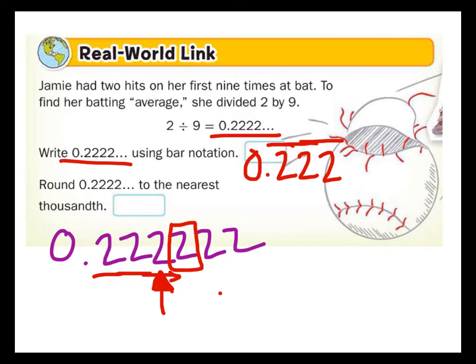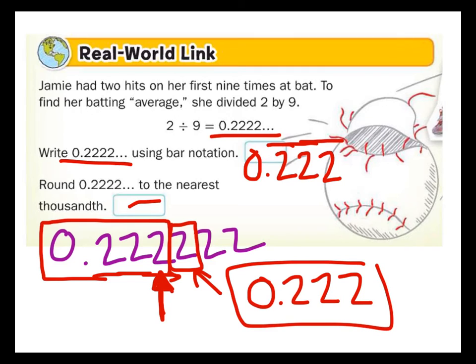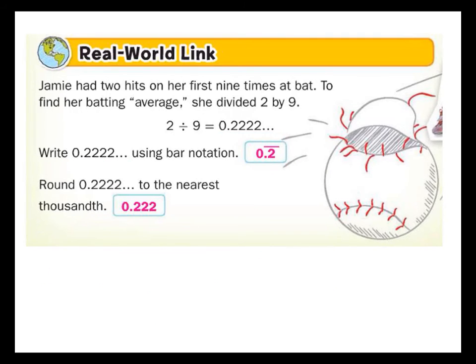So, is this number 5 or bigger? No, it is not. So, do we need to add one to this thousandths spot? No, it stays the same, and this would be our answer, 0.222. There's the answers for you.